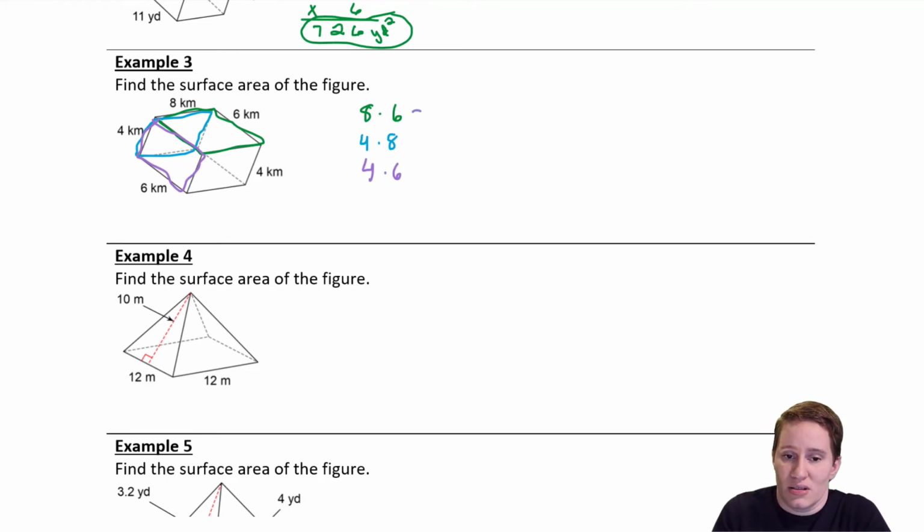All right, let's take a look. This is 48, 32, and 24. But each of these happen twice. So either we can go ahead and multiply them by 2 now. It kind of depends on how much you like multiplying by 2. Something I find relatively easy to do.